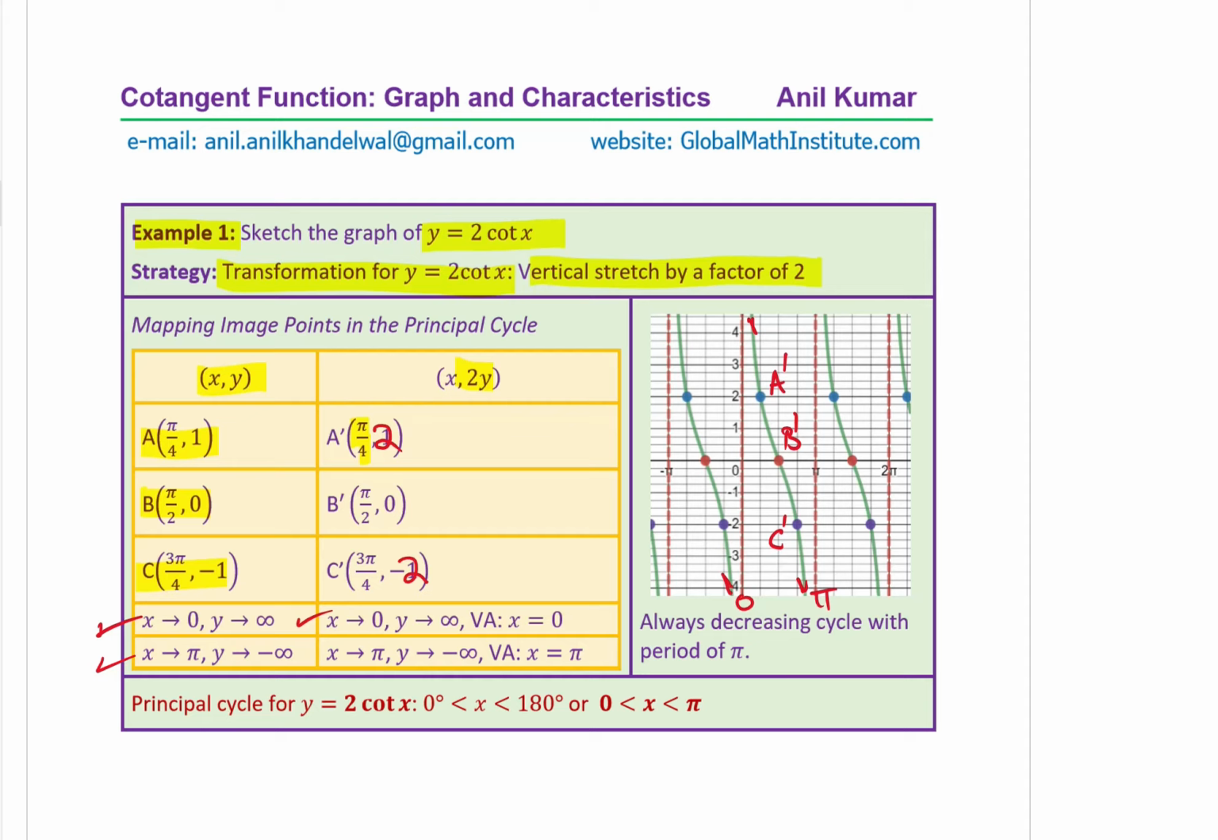Now you can repeat the principal cycle, right? So to get the other graph during the domain, right? So that is what has been done here to produce the graph of cotangent function times 2, right? Where we have vertical asymptotes.